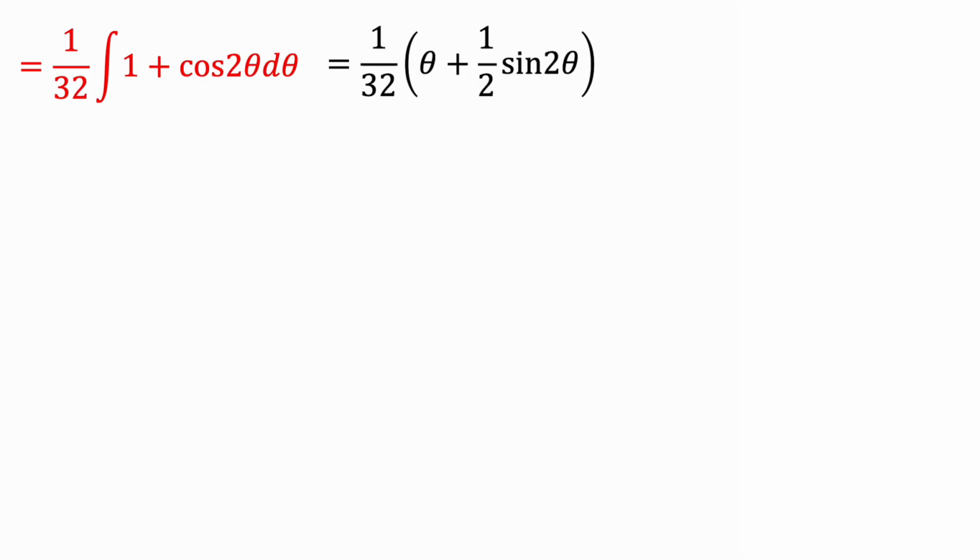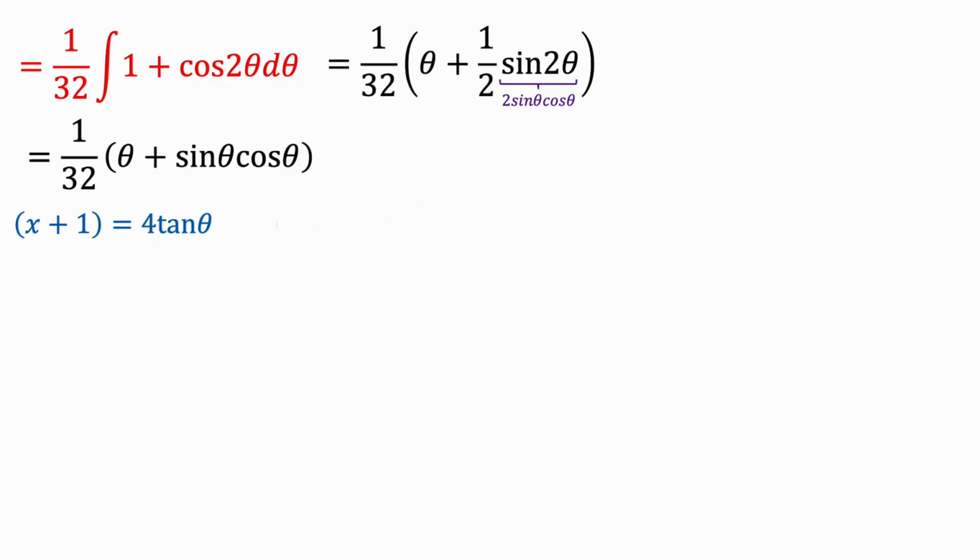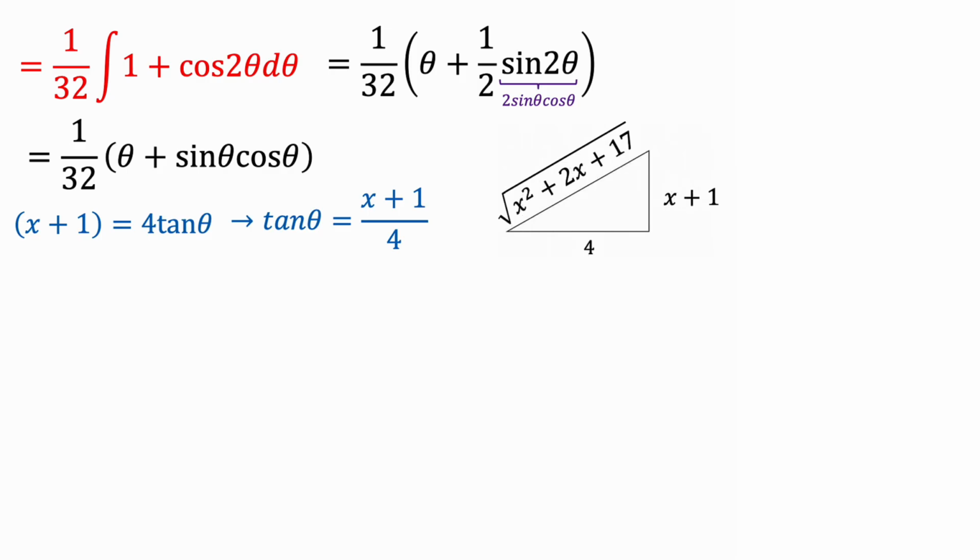Excellent. Now, what is the integral of cosine 2 theta? 1/2 times the sine of 2 theta. So let's convert the thetas back to x. What did we take as tangent? We had taken x plus 1 as 4 tangent theta. So tangent theta becomes x plus 1 over 4. Now, what was the definition of tangent? Opposite over adjacent? Perfect. So the opposite side is x plus 1 and the adjacent side is 4.